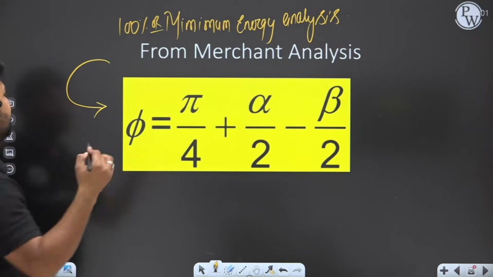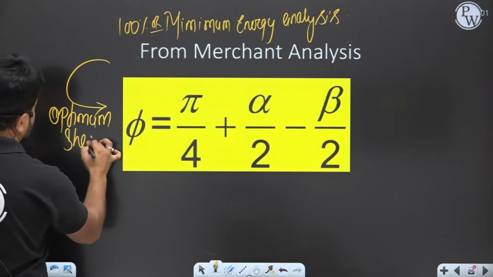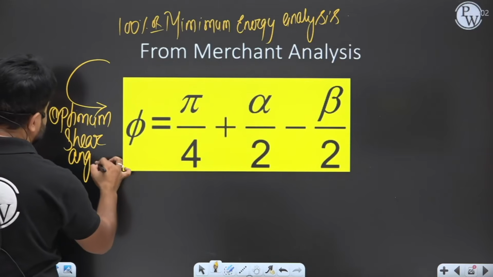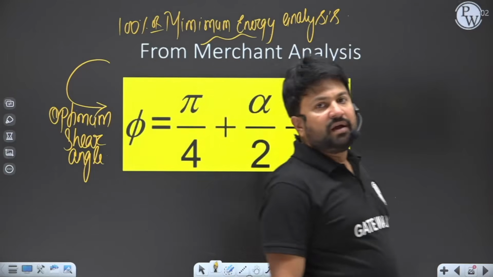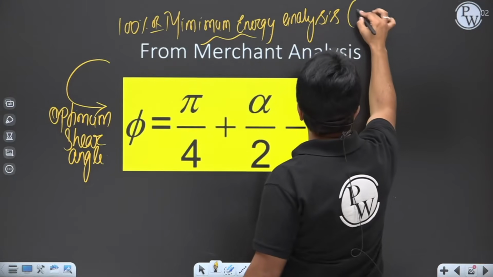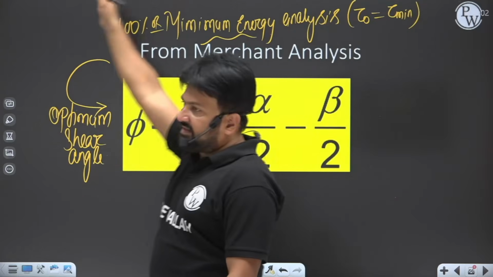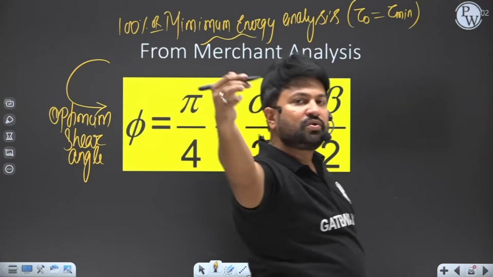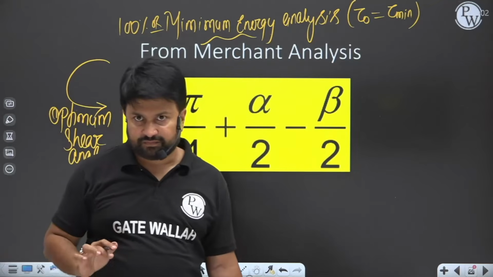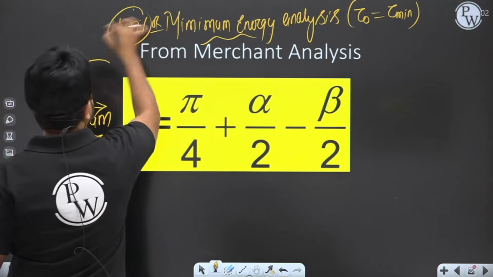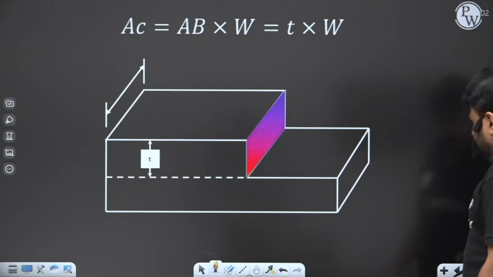This is the optimum shear angle, which is based upon the minimum energy analysis or 100% conversion. Whatever be the strength of material, we consider that this is the minimum energy, or the minimum stress, which is required to deform the crystal. We assume that there is 100% conversion, there will be no loss. I hope you understand this.